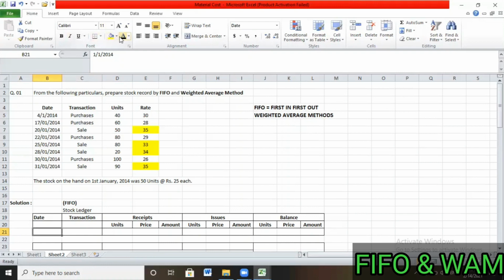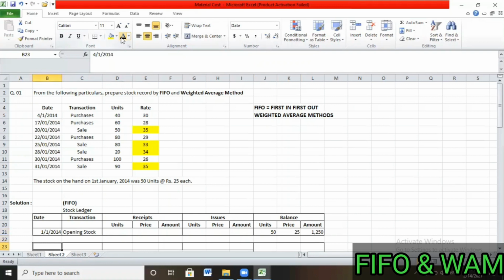Now, while writing the solution, we'll follow the first step. We must follow the date. The first date should be 1st January 2014 as per chronological order. And what is this? This is the opening stock. So we write it in transaction. Being opening stock, it will not be part of receipts or issues, but it is a balance. This is your opening balance that needs to be mentioned. So you have an opening balance of 50 units at the rate of 25 each. This is your first transaction recorded.